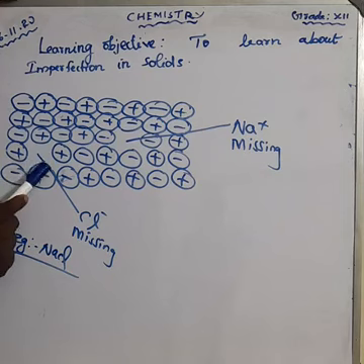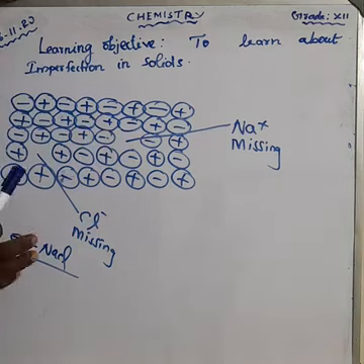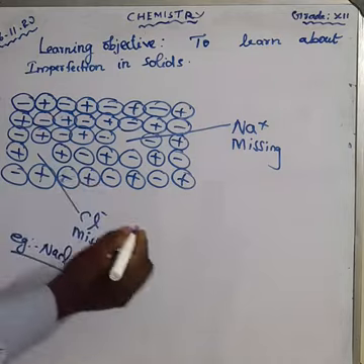The ionic solid is one in which the cation and the anion are almost similar size. The presence of a large number of Schottky defects in the crystal lowers its density. Don't forget that: it lowers its density.